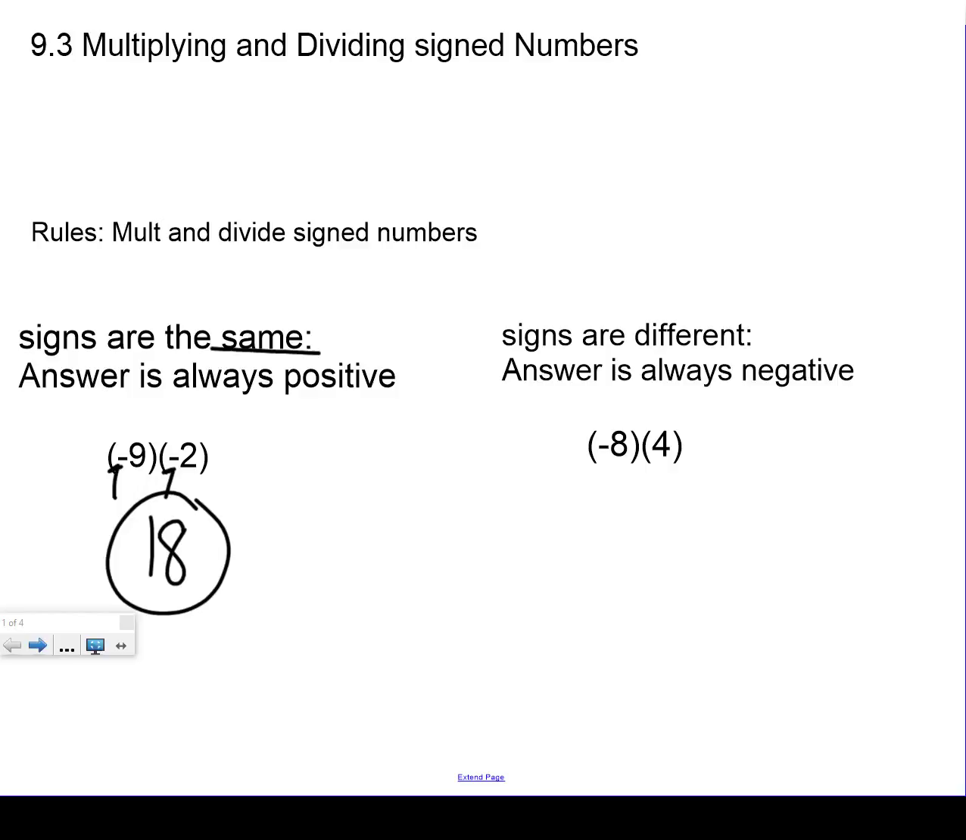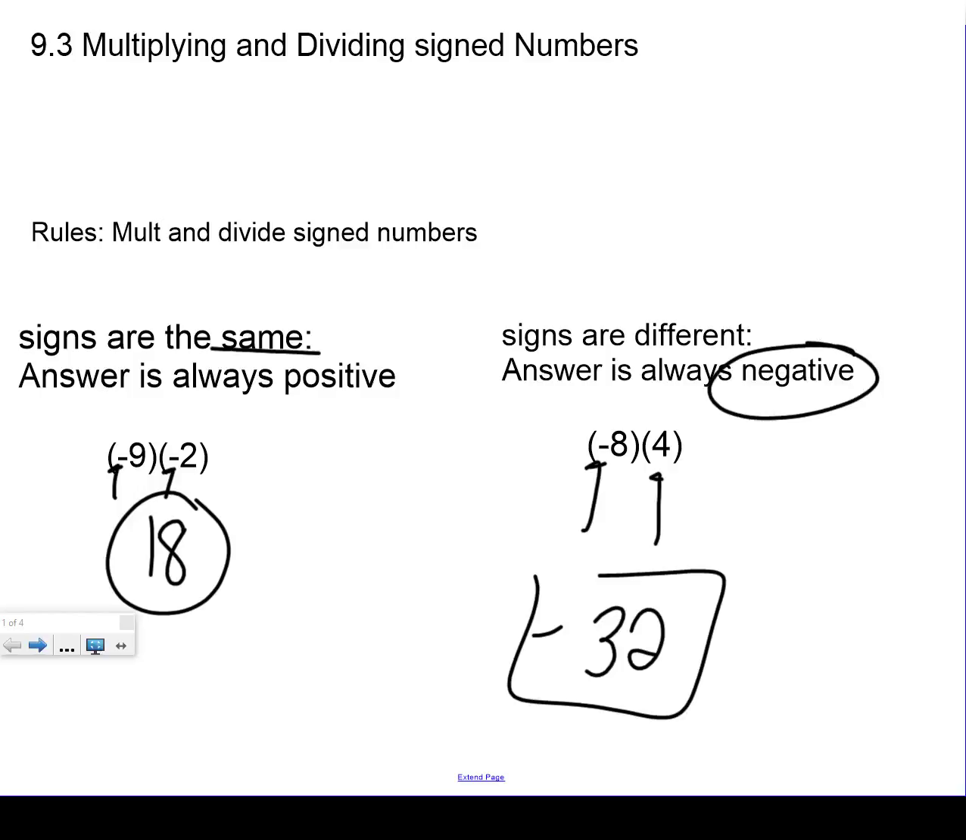The other rule is if the signs are different, the answer is always negative. So I have one negative and one positive number multiplied together. 8 times 4 is 32, and I have a negative answer because the signs are different. So -32 is the answer for this one.